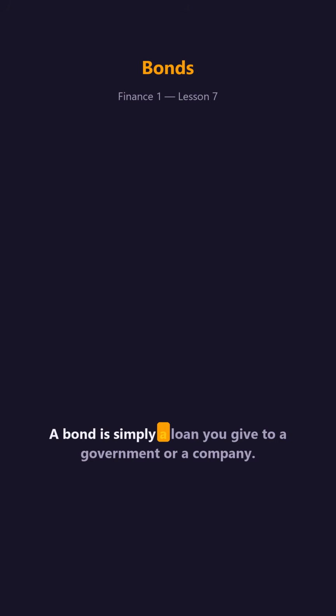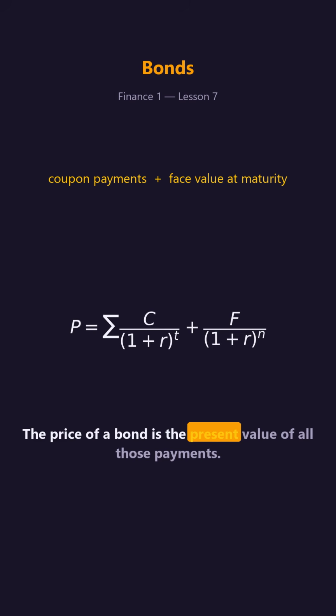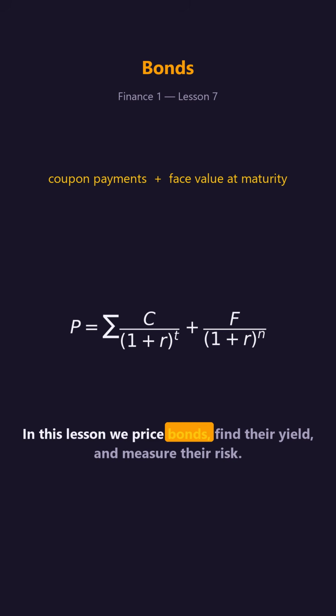A bond is simply a loan you give to a government or a company. In return, they pay you regular interest, called the coupon. At the end, they repay the face value of the bond. The price of a bond is the present value of all those payments. In this lesson we price bonds, find their yield, and measure their risk.